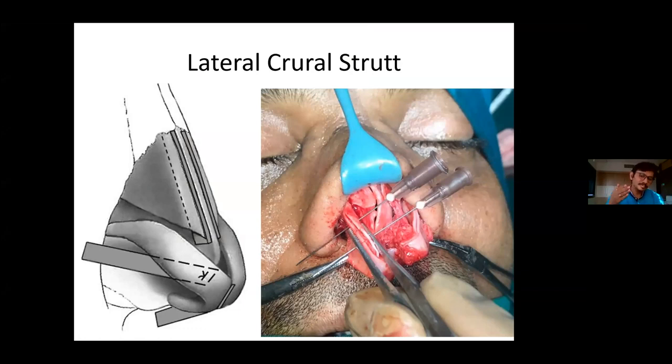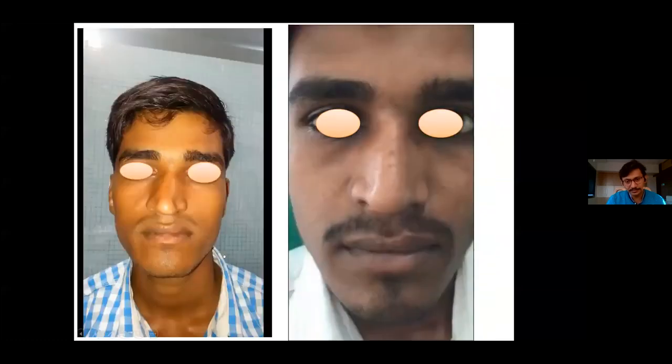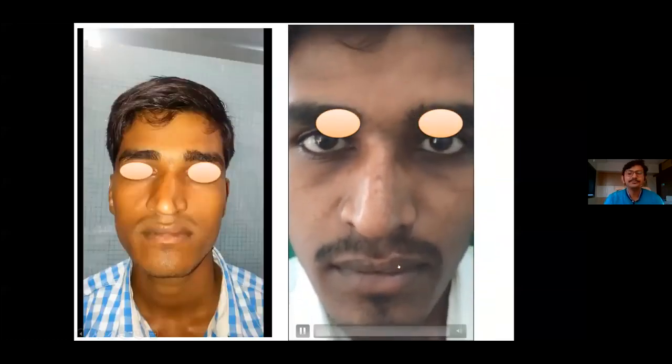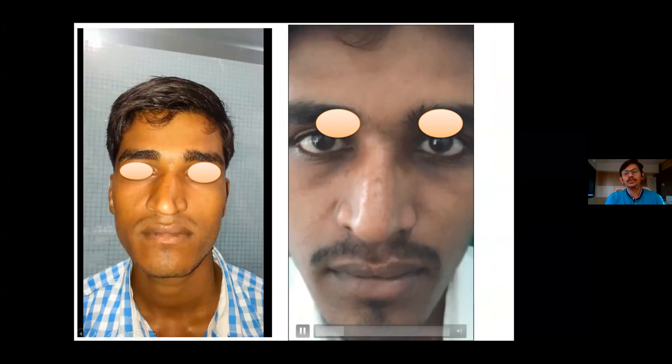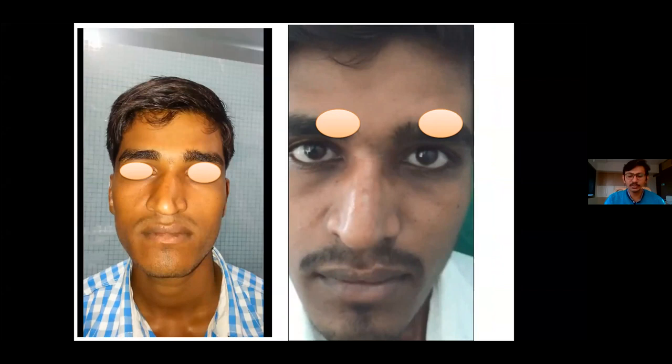a graft passing from this to the pyriform aperture, and you see the crooked nose is gone, the tip width is nicely controlled, good dorsal aesthetic lines, and you see this weakness over here is completely corrected, and the nasolabial angle is also 90 degree as opposed to an acute nasolabial angle. And in post-op, on deep inspiration, there is no collapse. Even on deep inspiration, there is no collapse.